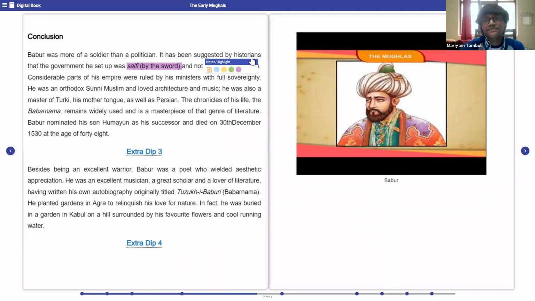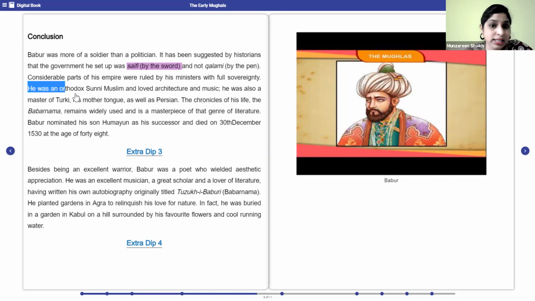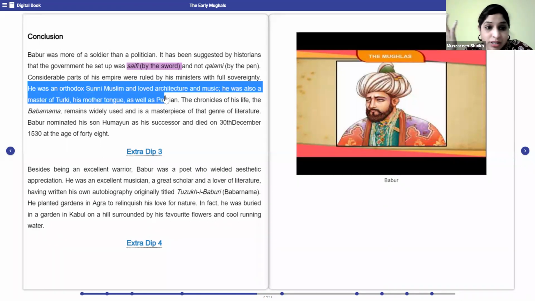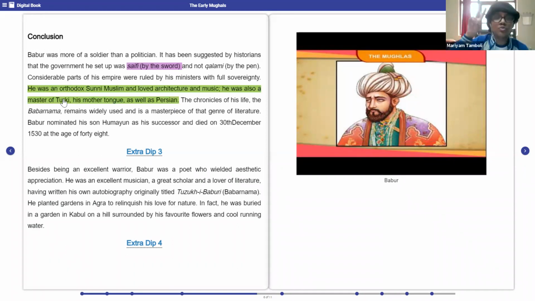Yes, ma'am. All right. Considerable parts of his empire were ruled by his ministers with full sovereignty. He was an Orthodox Sunni Muslim and loved architecture and music. He was also a master of Turkey, his mother tongue, as well as Persian. Please underline, all these are attributes, you might get a question based on this. So he was Orthodox, he loved architecture, he loved music, and how many languages did he have command over, children? Two. Turkey and Persian.